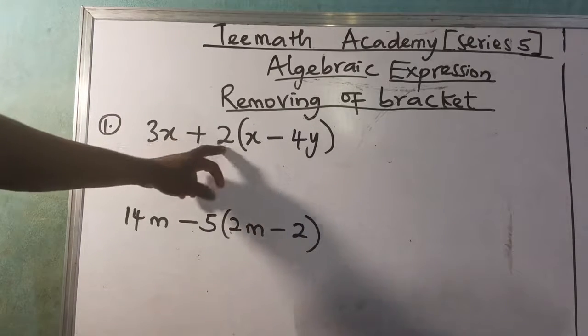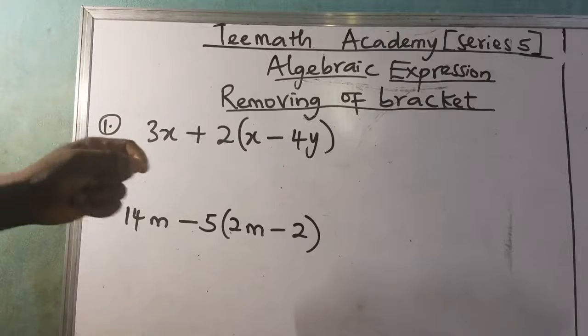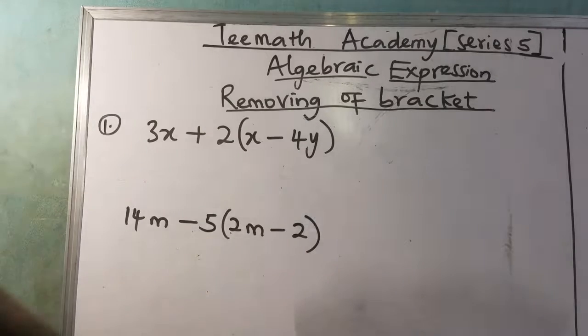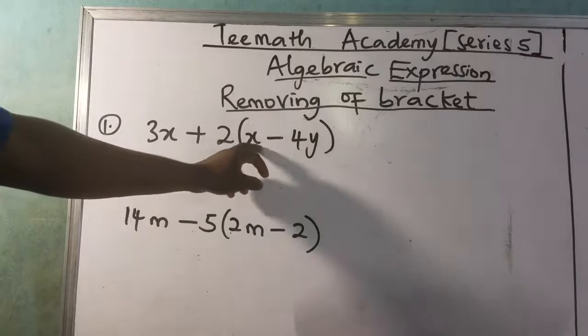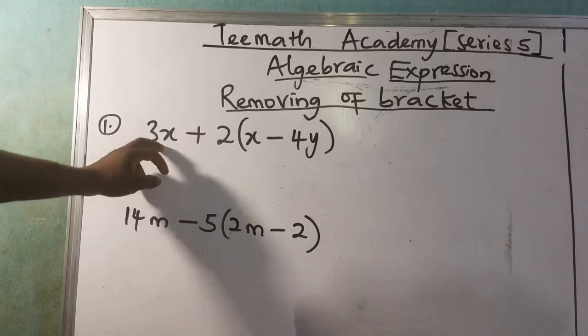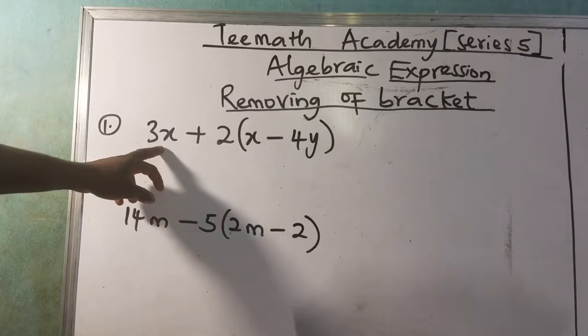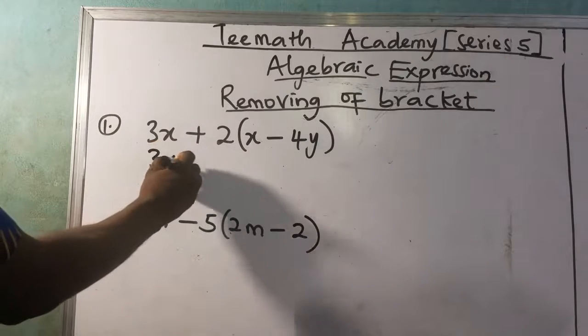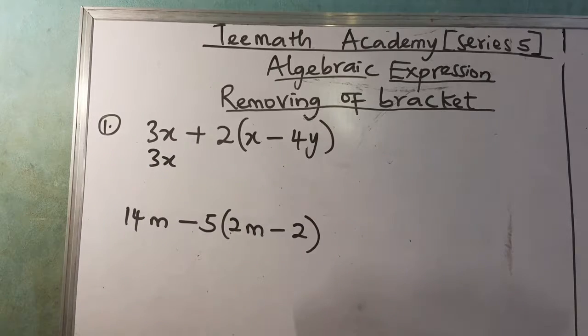So you use the one that is close to the bracket only to multiply each factor in the bracket. Meaning that these two will multiply this and this. Why this one will not multiply the bracket? It will stay there. Okay, it's alone. So the 3x will remain.